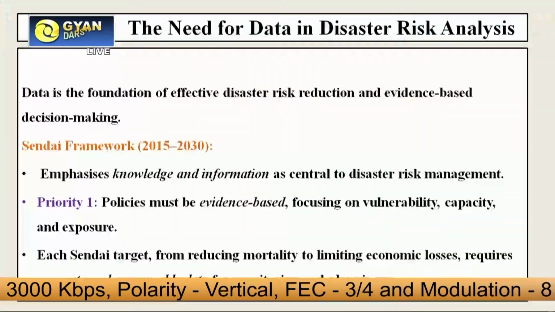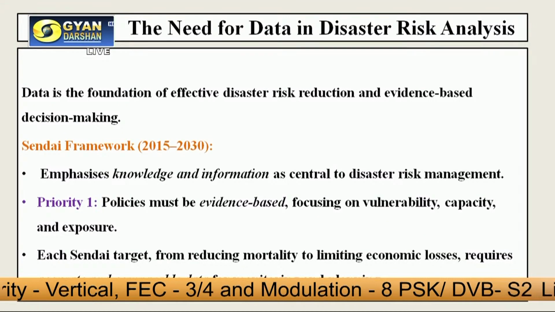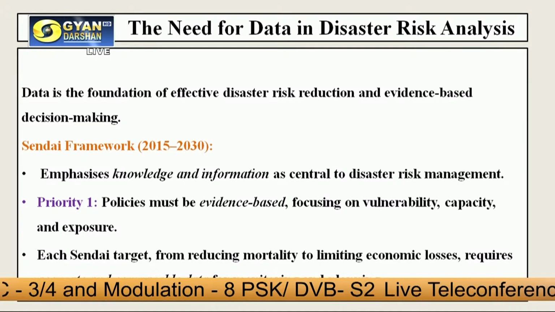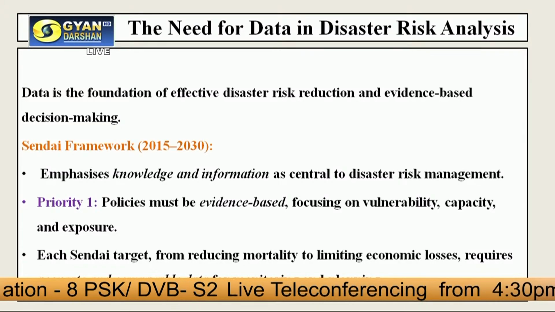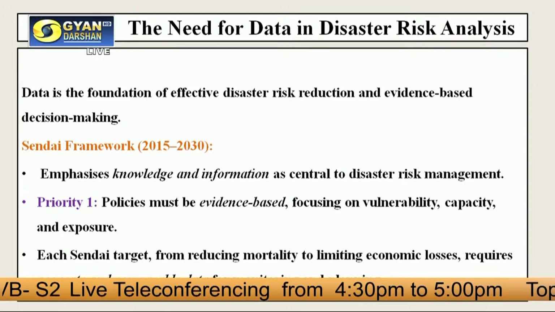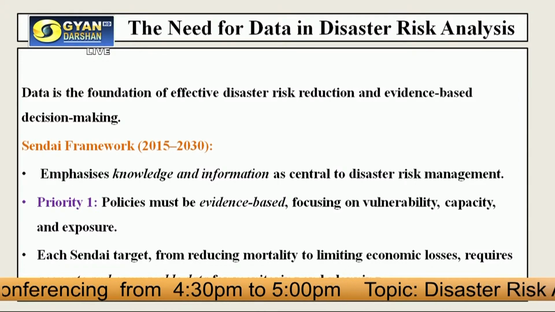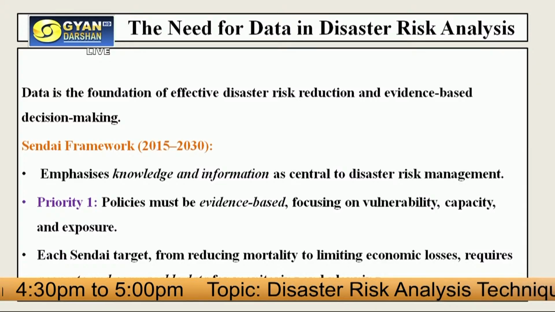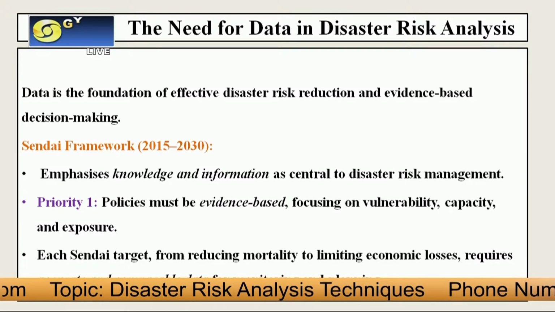In the Sendai framework, they have given 4 priorities, and priority number 1 clearly mentions that disaster policies and practices should be evidence based. That means decisions are mostly based upon solid data about people's vulnerability, their coping capacity, and the exposure to hazards. So what do you mean by evidence based? When you are talking about evidence, we have to provide appropriate data. When you have proper data, we can assess people's vulnerability, analyze their capacity and their exposure to hazards.